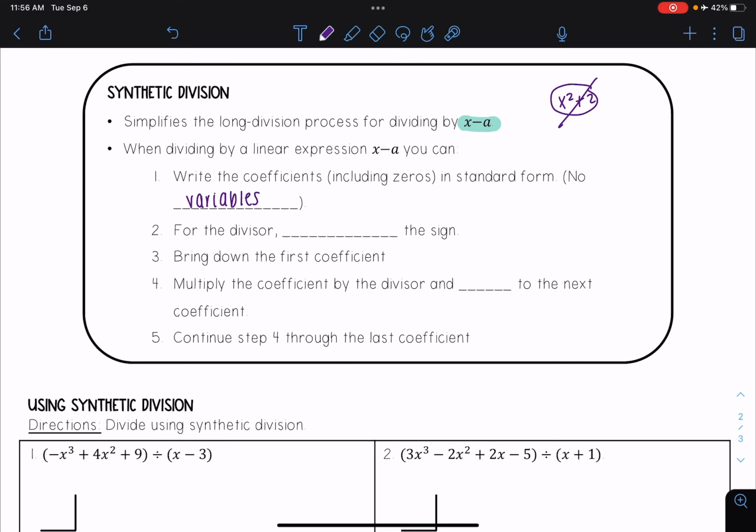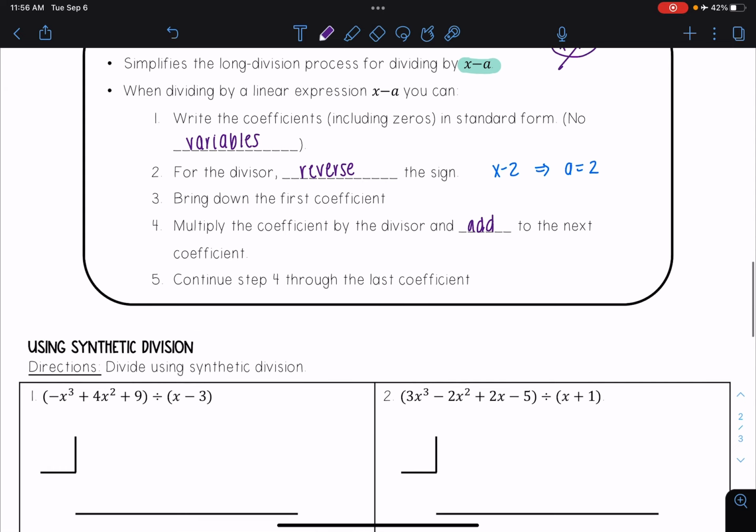For the divisor, we're going to reverse the sign. So for instance, if it were x minus 2, that would mean that a is equal to 2. So you take the opposite sign of what you see. Bring down the first coefficient. Then we're going to multiply the coefficient by the divisor and add to the next coefficient. And we're going to continue step 4 through the last coefficient.